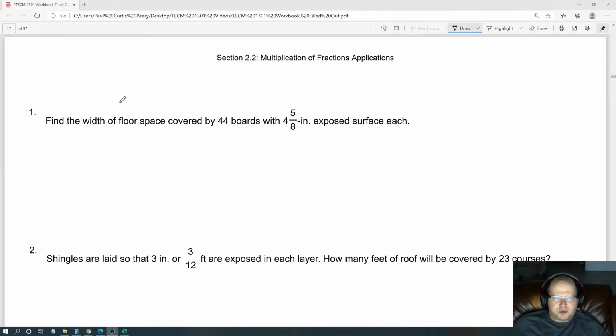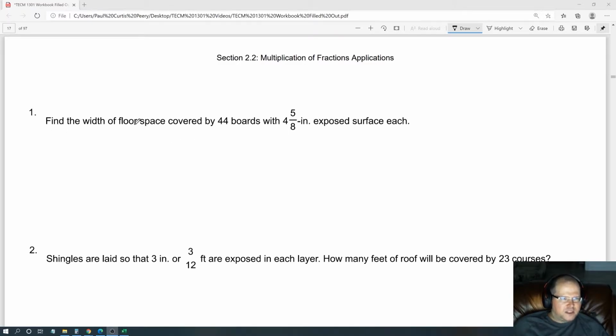Section 2.2, multiplication of fractions in applications. Okay, so we're going to find the width of floor space covered by 44 boards with 4 and 5/8 inch exposed surface area. Whenever you're reading mixed numbers, normally you say the whole number, then you say "and," and then you say the fraction. So this is 4 and 5/8, but I'm not going to test you over that, obviously.